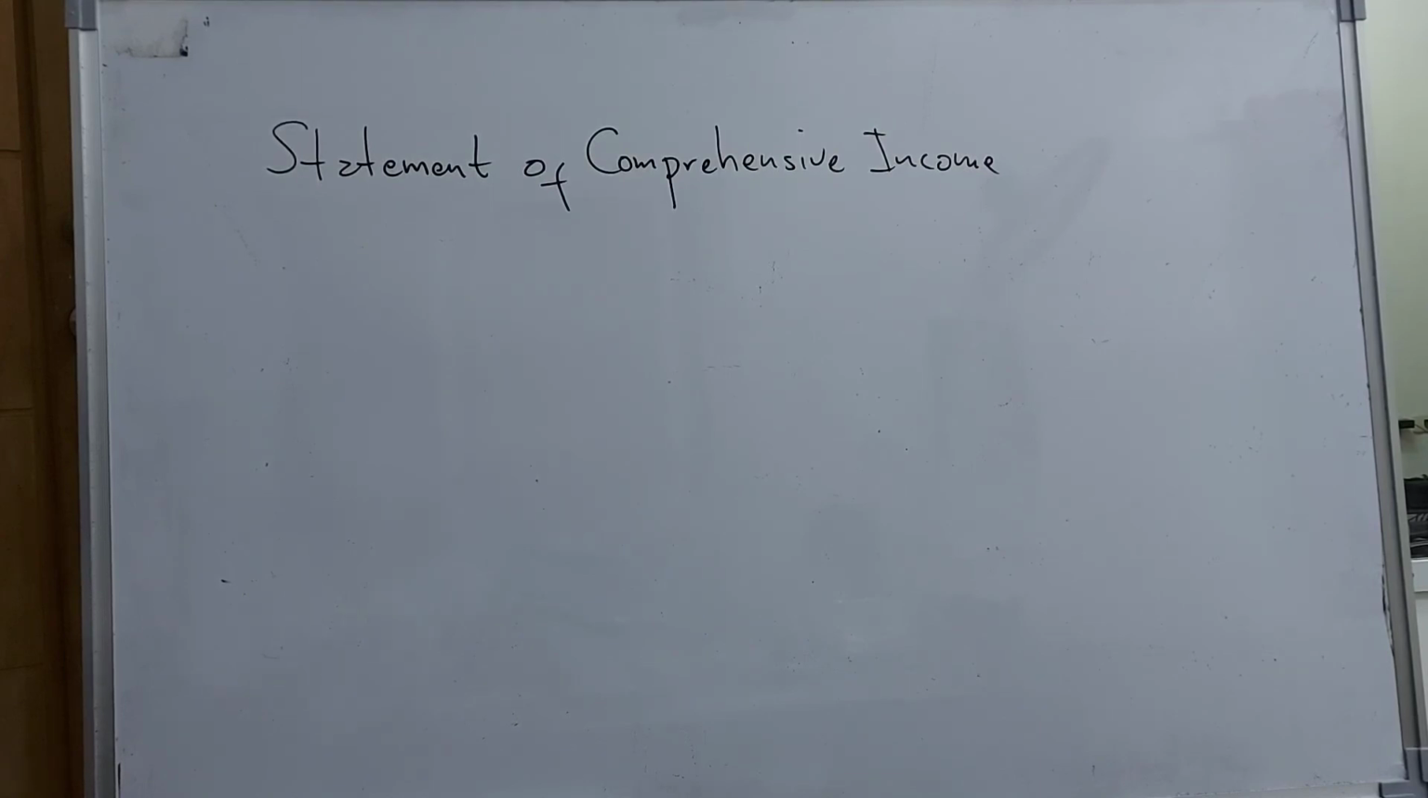Net income. So, pag nakuha mo na yung income before tax, less natin income tax. So, yun yung net income. So, plus or minus na nung net OCI natin. So, yun din yung comprehensive income.